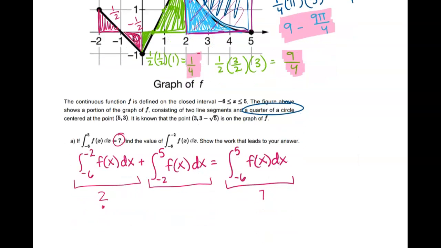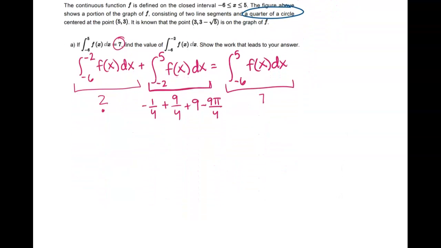So now, go back down here to our integral, and the integral from -2 to 5 of f of x is, let's see, -1/4. Lost my negative somewhere with that one. -1/4 since it's below the x-axis, plus 9/4. There's this one, plus 9 minus 9 pi over 4.